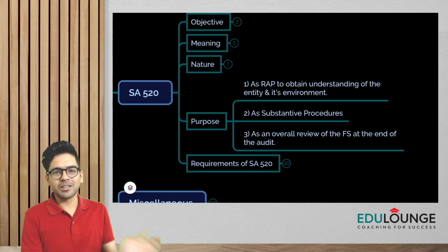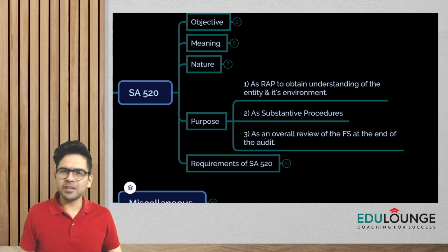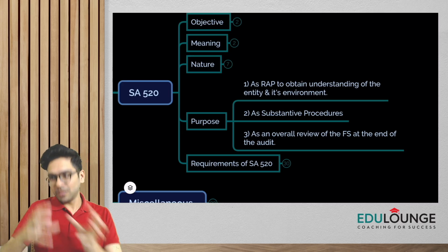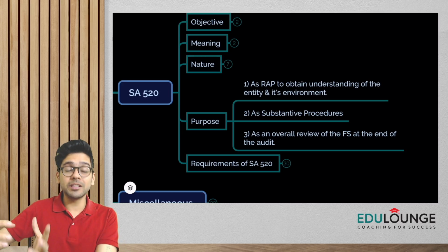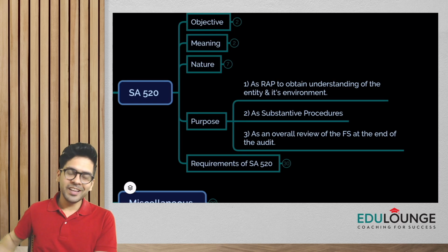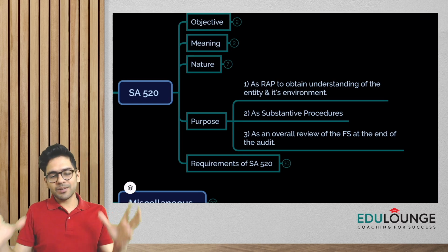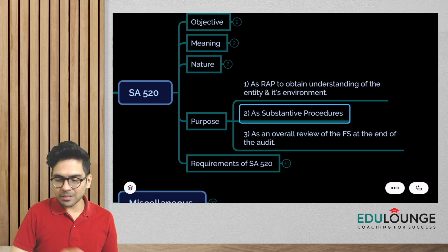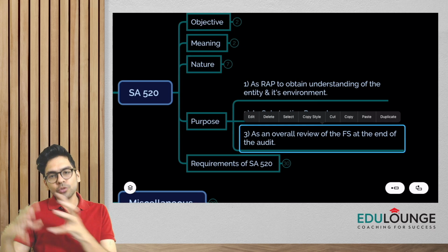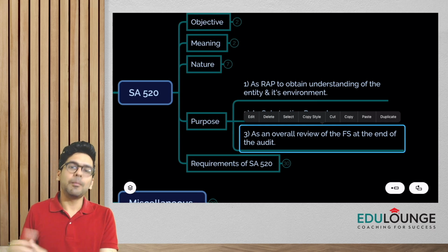Then you ask the doctor, can I stop the medicines? The doctor says, wait, let's do a body analysis again, and then he will see your vitals again and decide when to stop the medicine, or whether you should continue it for a further 6 or 7 days. So please remember that analytical procedures can be done as a part of RAP, as substantive procedures, and also towards the end of the audit in the completion stage.